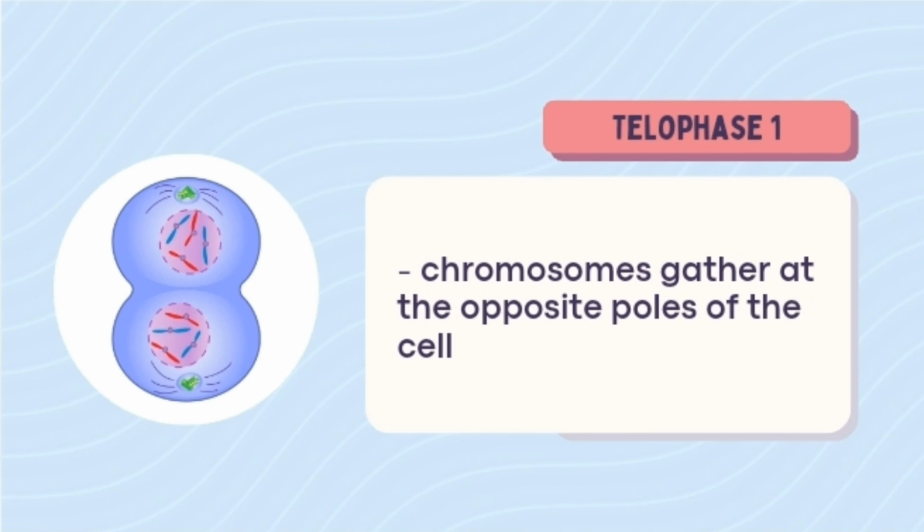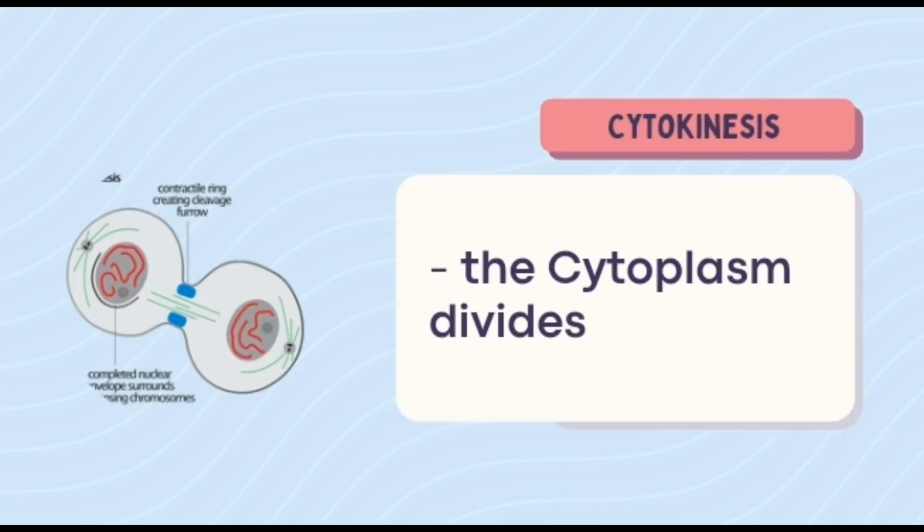And then telophase 1. In telophase 1, chromosomes move to opposite poles of the cell, and a nuclear envelope forms around each set of chromosomes. And lastly is cytokinesis, where the cytoplasm of the cell divides, separating the cell into two daughter cells. Now let's proceed to the second stage of meiosis.